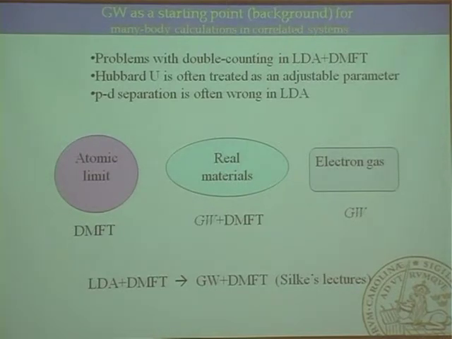So for example, you don't do silicon using dynamical mean field theory. It's not a good starting point for silicon, you see, because the states are pretty delocalized. So in that case, one would like to use GW. So ideally, perhaps, one would combine these two schemes, GW plus DMFT. And this is, I think, what Silke will speak about tomorrow and on Friday.